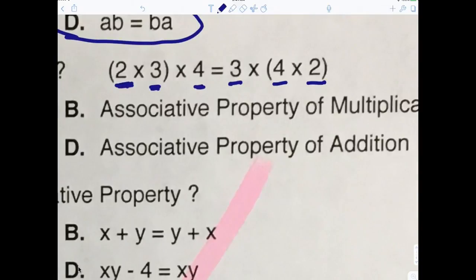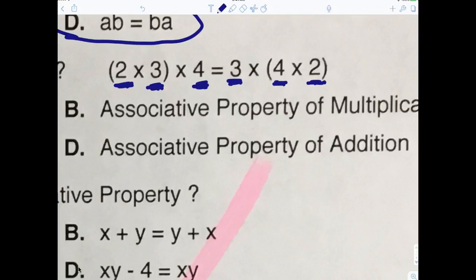Look up now. Make sure you understand what I'm saying. Is the order the same? 2, 3, 4. Is the order mixed up? Yes. The order is mixed up. Therefore, it has to be a commutative property. You hear me? You sure you're hearing me? I'm not real sure. You good?